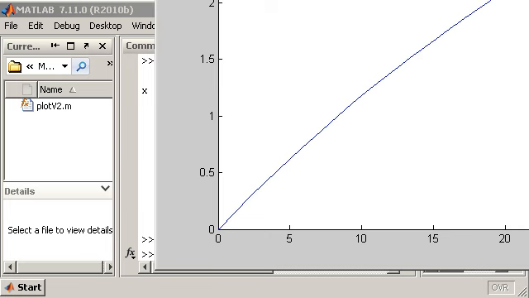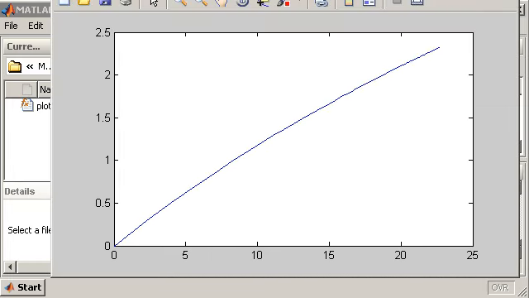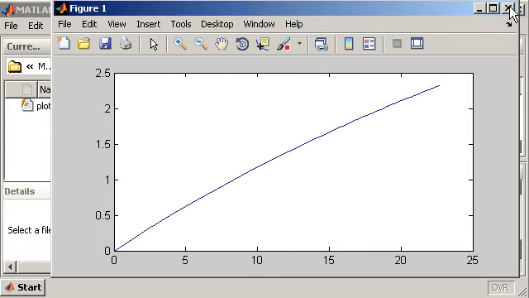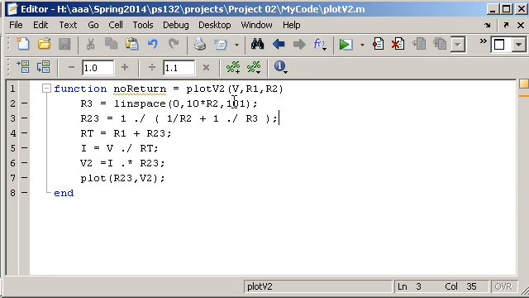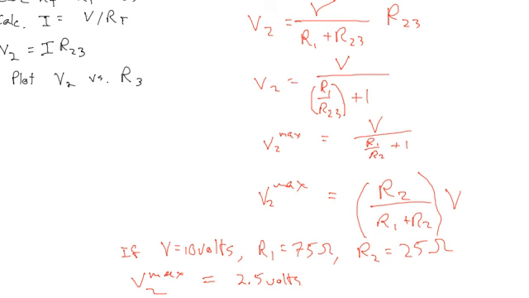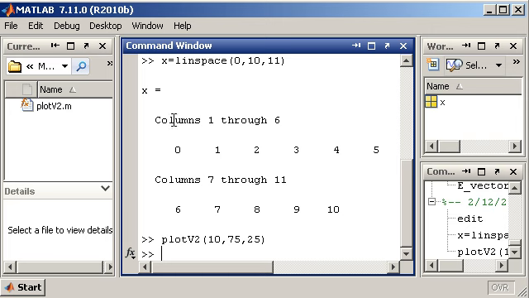That's sweet, I do get a graph. I claimed it was on its way up to 2.5 volts. That's kind of odd that the maximum value there is 2.5 volts. But let's try. Hopefully I remember to switch this back. Let's make it go up to 100 times R2 rather than just 10 times R2, to see if, as it approaches infinity, we really go to 2.5 volts.